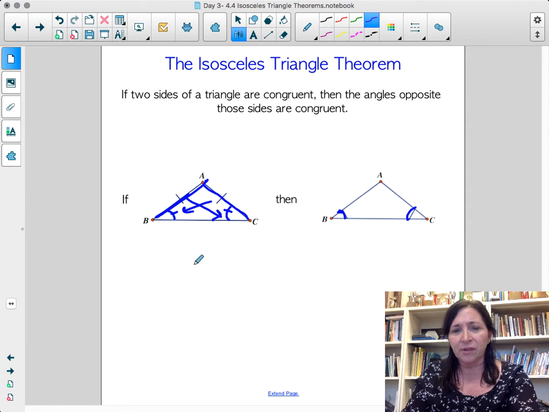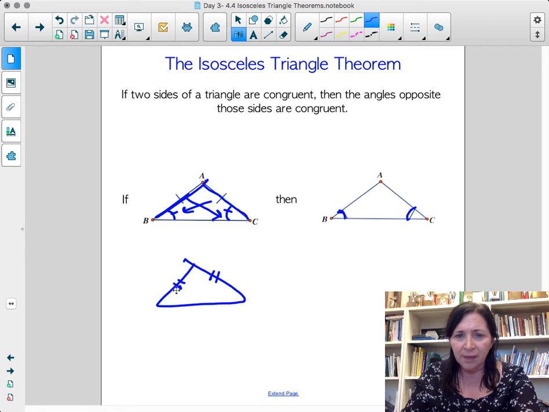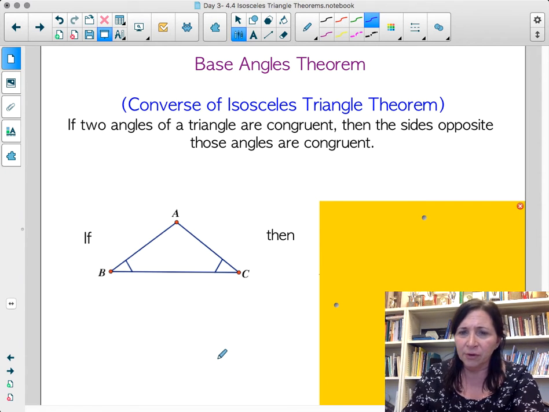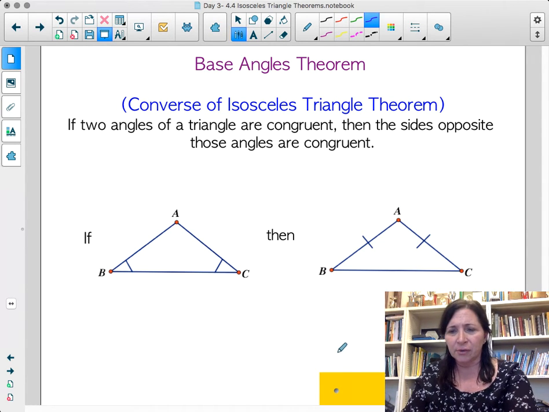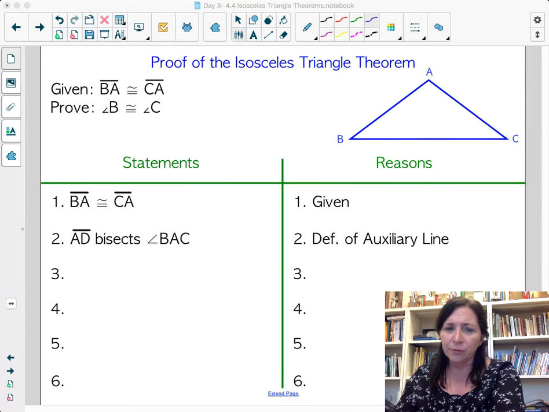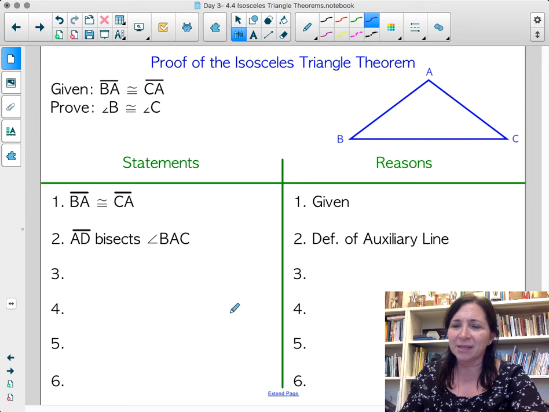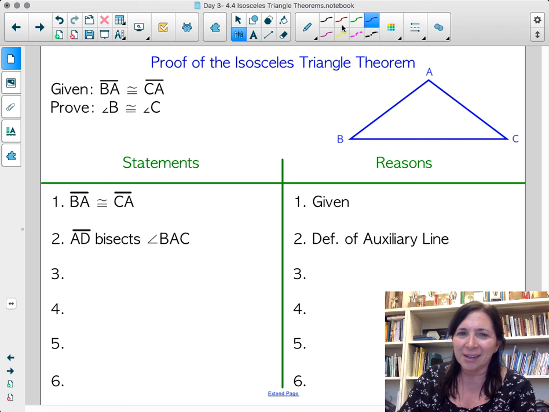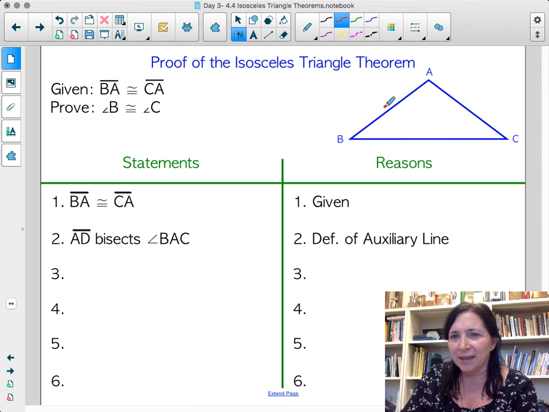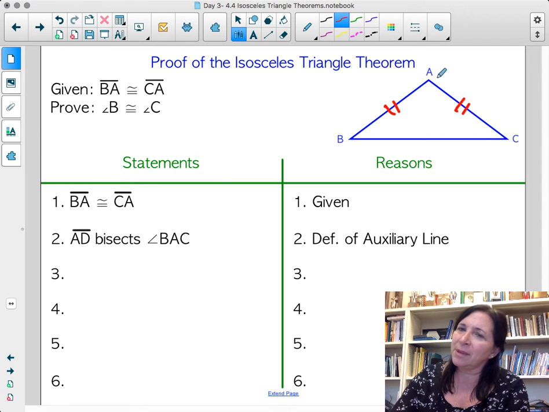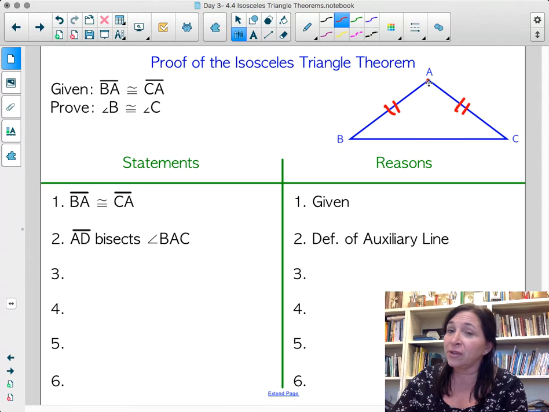So basically if you have two sides of a triangle congruent, then their opposite angles are also congruent. And of course, the converse says that if you have two angles congruent, then the two sides are congruent. So we're going to prove the isosceles triangle theorem, which basically means you can't use the isosceles triangle theorem. In order to prove it, we start off saying that BA is congruent to CA, and that's given.